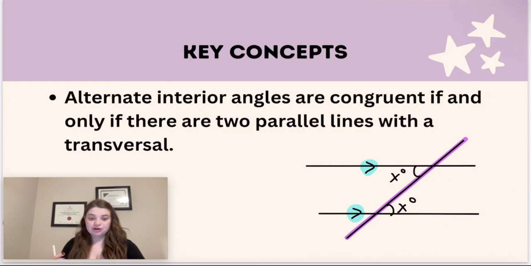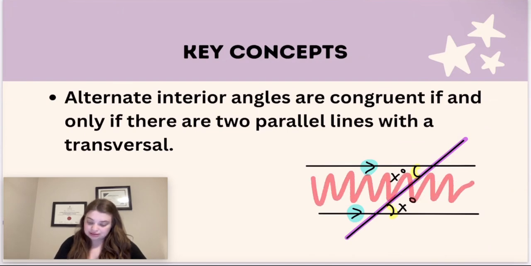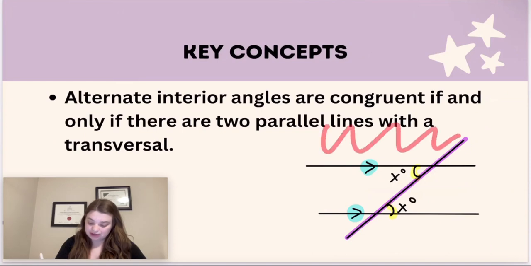Now, alternate interior means that one is to the left of the transversal and one is to the right of the transversal. So in this case, this one here is to the left of the transversal, and this one here is to the right of the transversal. And the word interior comes from the fact that they are inside these two lines, rather than exterior, which would be outside of these two parallel lines.